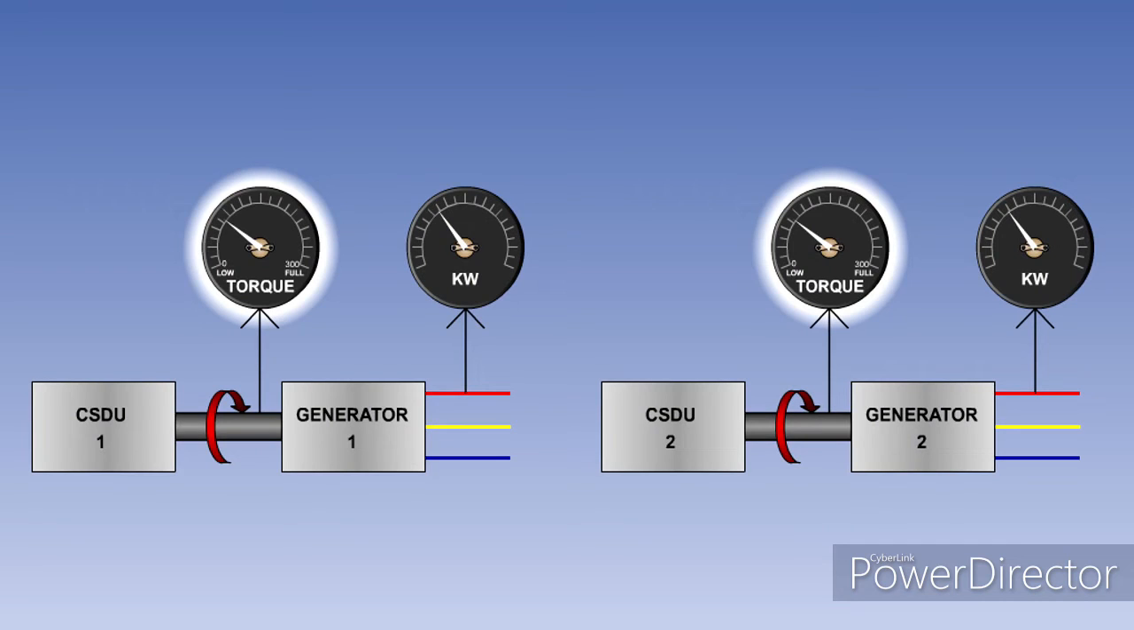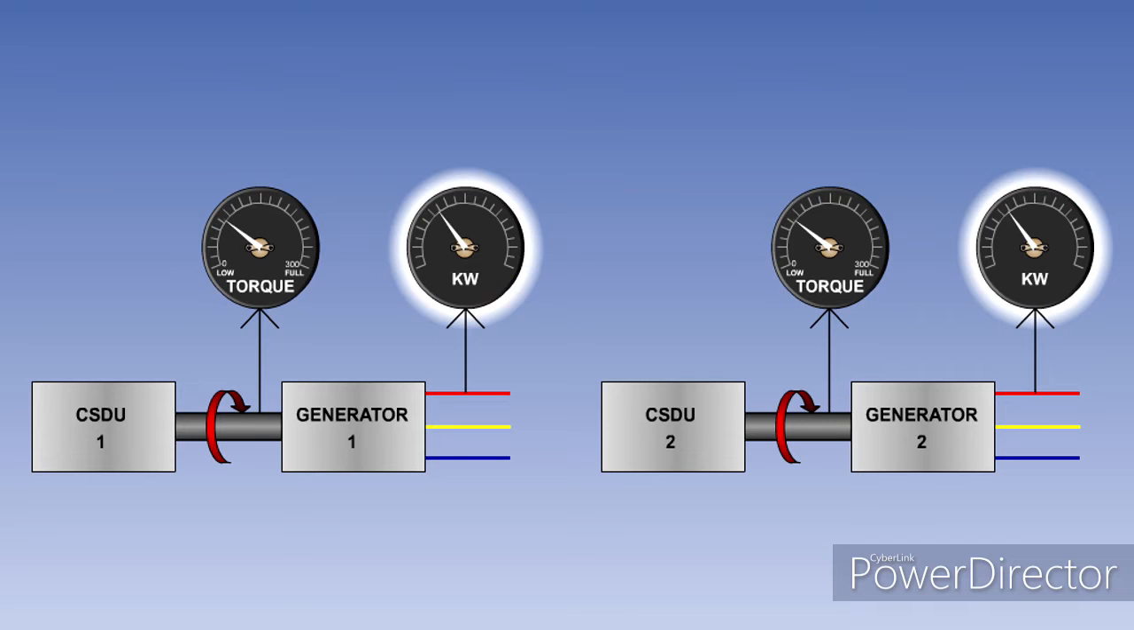If the torque required to drive each of the generators connected in parallel is equal, then the real load on each generator, or the real power produced by each generator, will be the same. Real load sharing is achieved by controlling the CSDUs and adjusting the torque at their output shafts so that all parallel generators are experiencing the same torque.